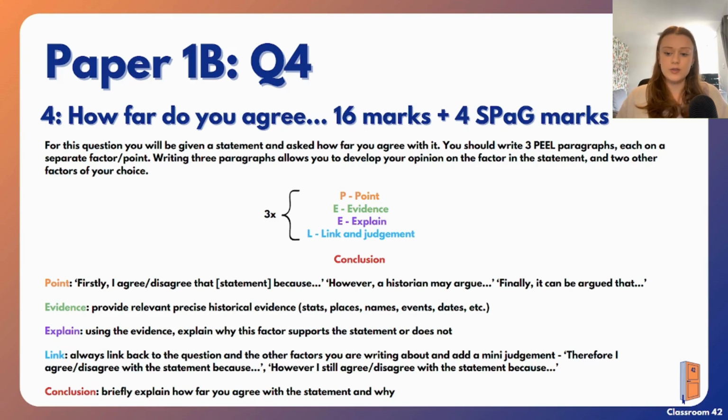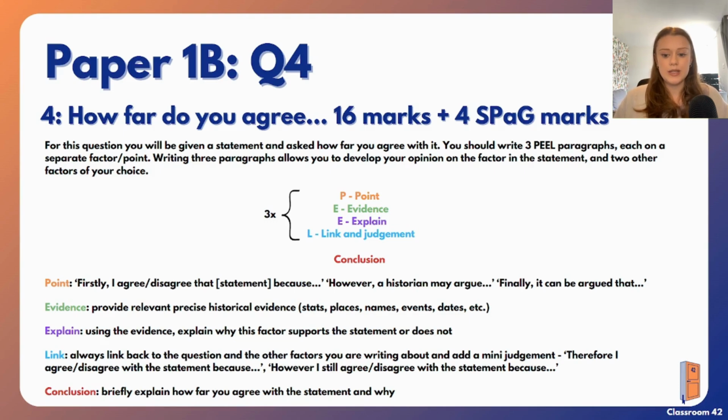So firstly, I agree or disagree with the statement because. You can also say, however, a historian might argue this, or it can be argued that such and such. Then you want to bring in your evidence, so as always, providing relevant and precise historical evidence. And for this question, it's really important that your evidence is relevant to the factor you're talking about. It's no good talking about random facts and figures from across the topic that aren't really relevant to your factor. You need to make sure that it's very relevant to your point.